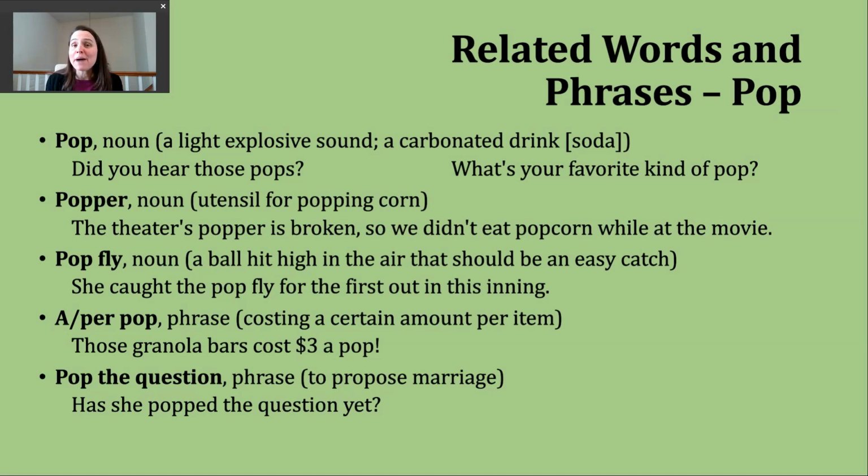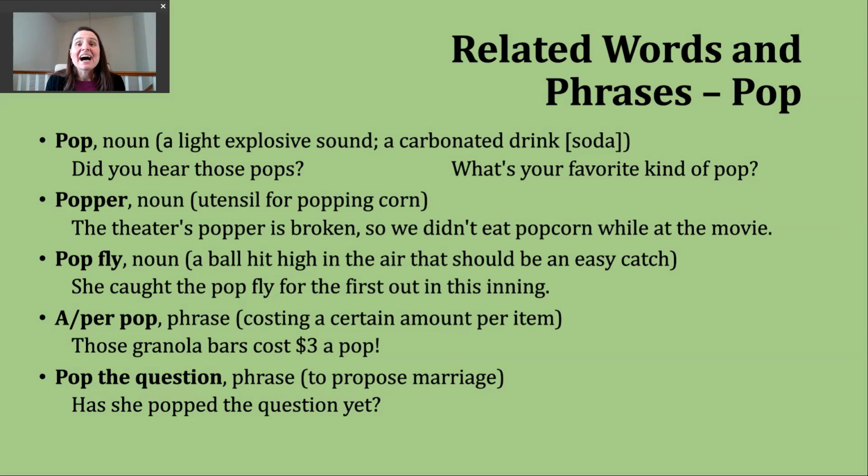The last phrase you might hear is pop the question. This is used sometimes to talk about someone proposing marriage to another person. Now, the way I've heard it the most over my life is always referring to a man asking a woman if she wants to be married in the future, but I believe in equality, so my question here, has she popped the question yet? Anyone, right, can do this. It's not just limited to one particular person or group of people.